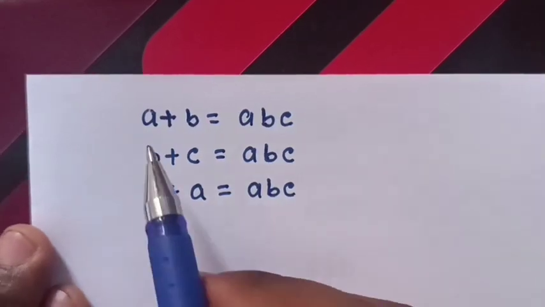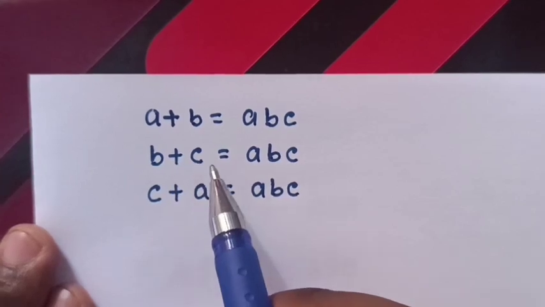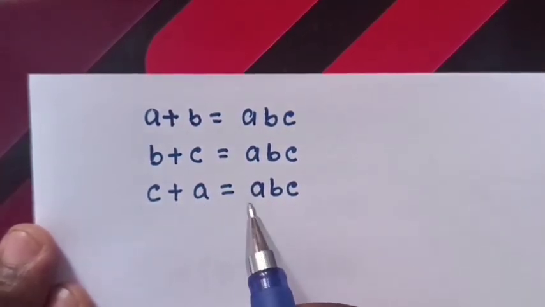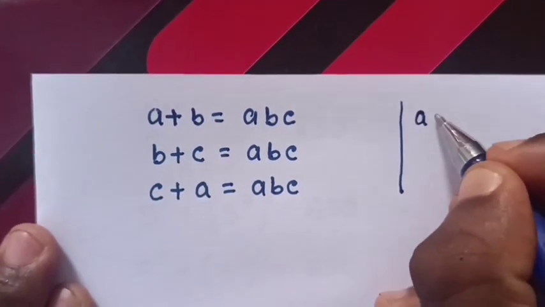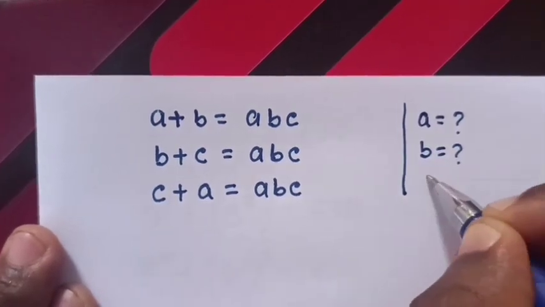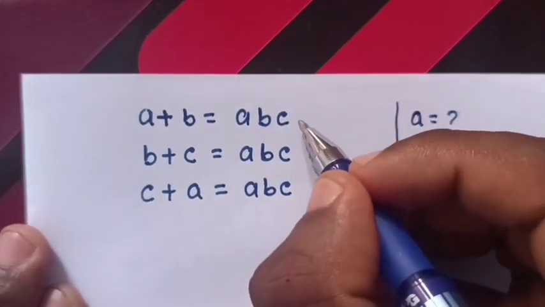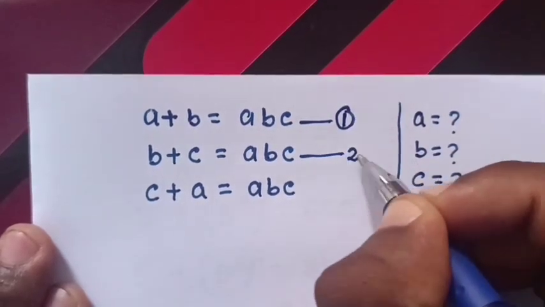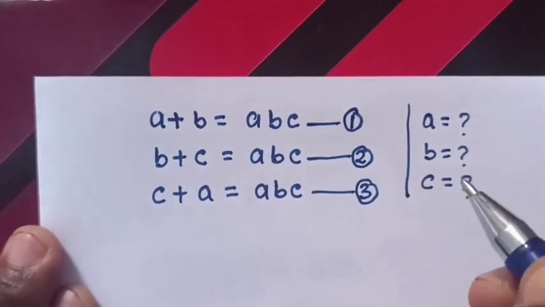Hello, how to solve a plus b is equals to abc, b plus c is equals to abc, c plus a is equals to abc. Now we have to find the value of a, b, and the value of c. We will start by calling this equation 1, this equation 2 and this equation 3.